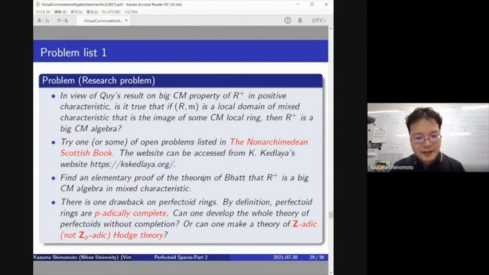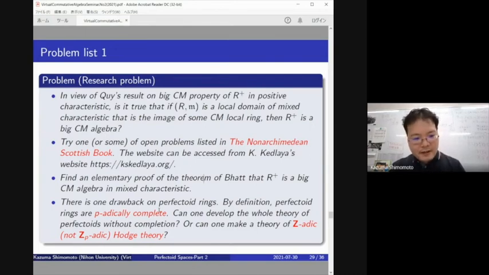And the third challenge, this is quite a challenge, is to find an elementary proof of the theorem that R plus is a big Cohen-Macaulay algebra. We really have to try, but of course I have no idea. I only offer a partial answer, joint work with Nakazato-san, on almost Cohen-Macaulay algebras, but not R plus, something which is smaller than R plus.